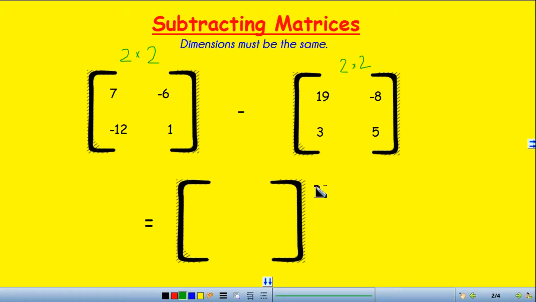So let's get started. What we're doing is we first look at our first number. This number is located in the first row. It's the first number in the first row, and it's on top in the first column. Now we have to look for its corresponding number in the second set. And here we have 19. So whenever we subtract, it will be 7 minus 19, which is going to give us negative 12.